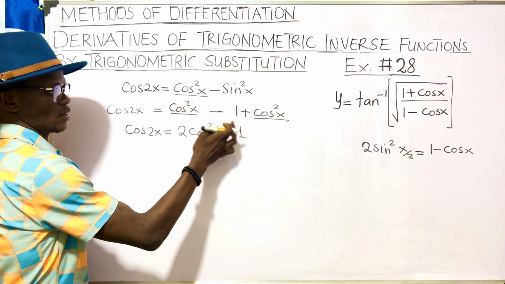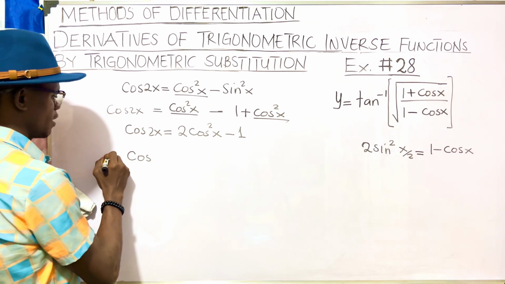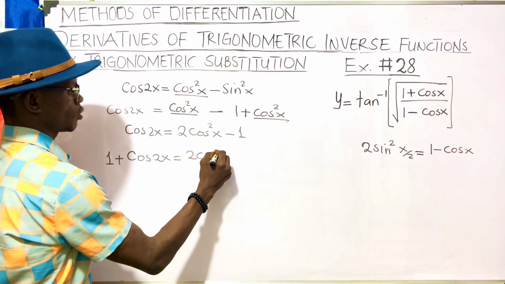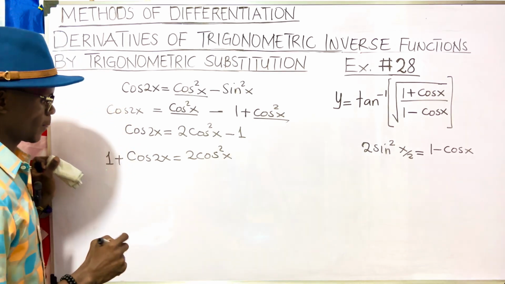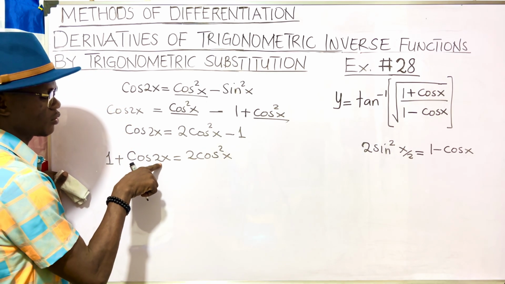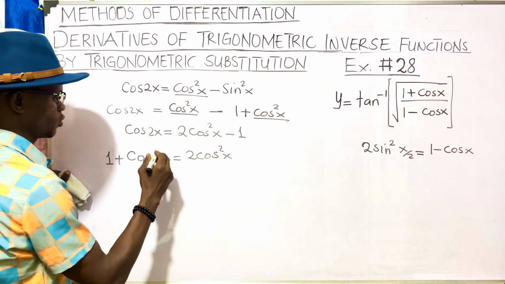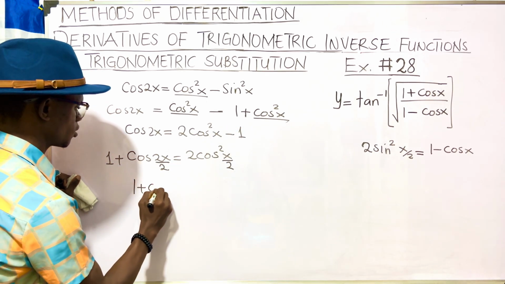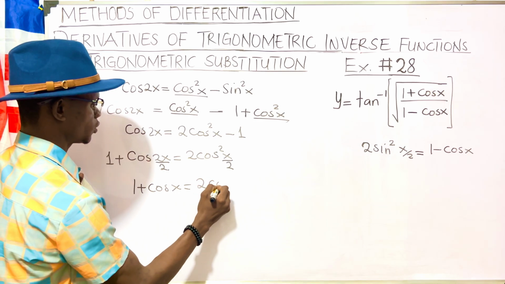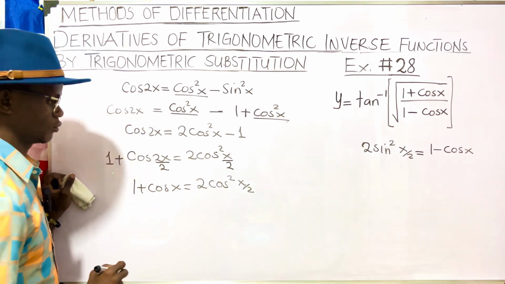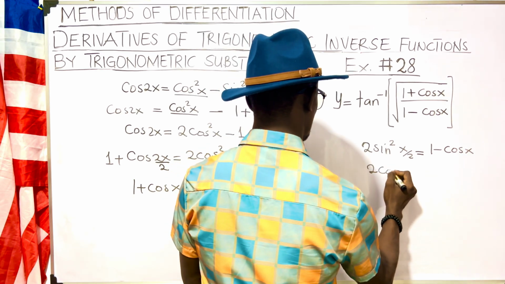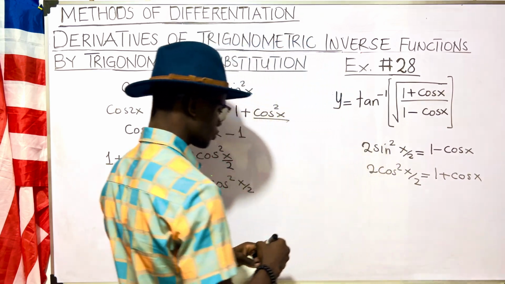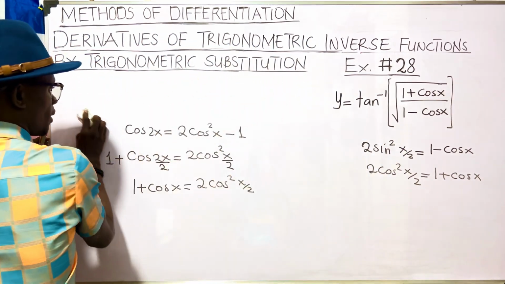So if we send this 1 across the equal sign, we have 1 plus cos of 2x is equal to 2 cos square x. But the coefficient of this angle is 2, and that coefficient is 1. So we need to divide each angle by 2, like we did in the first one. So 2 cos square x over 2 is equal to 1 plus cos x. So now we go to the problem and substitute.